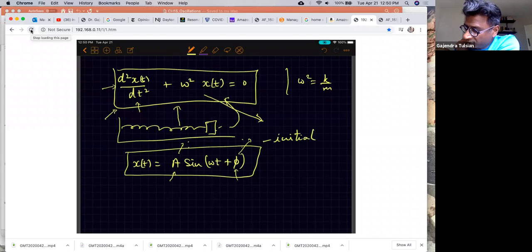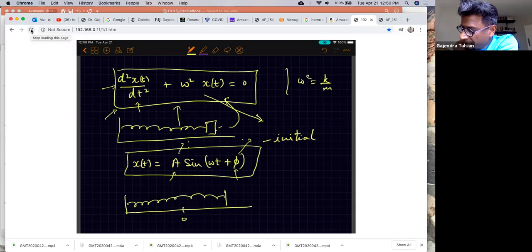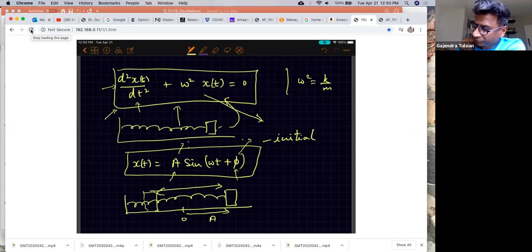So here's what these would mean. If this is x equal to 0, and you pull the mass up to there and let it go, this would be the amplitude. So the system would oscillate between these two points, and that would be the amplitude. That would be the interpretation of that.